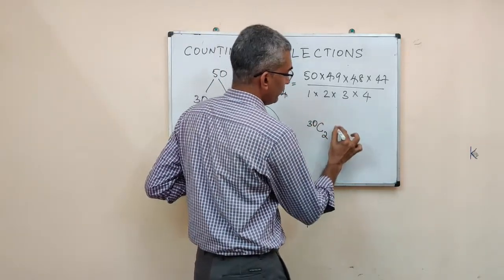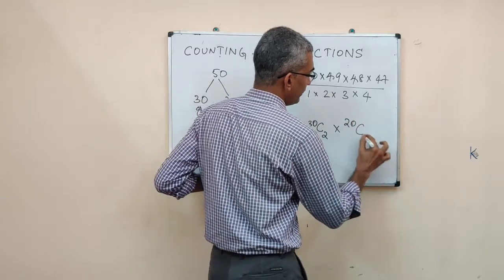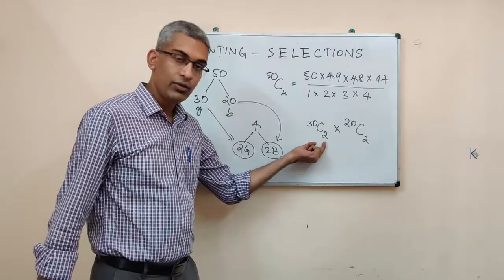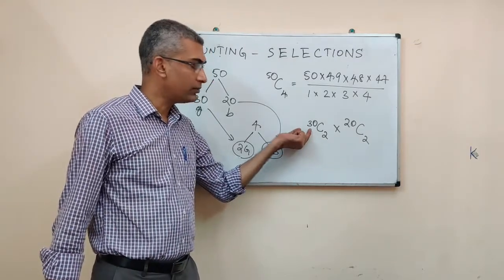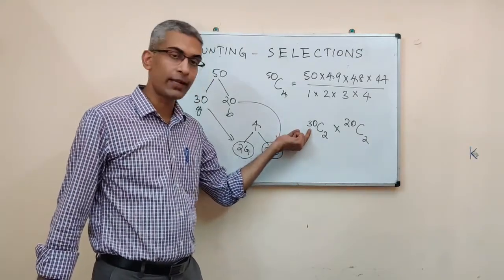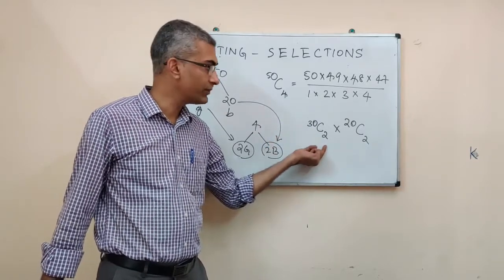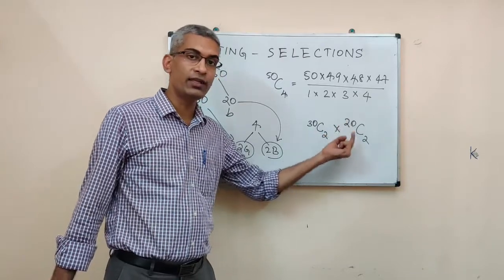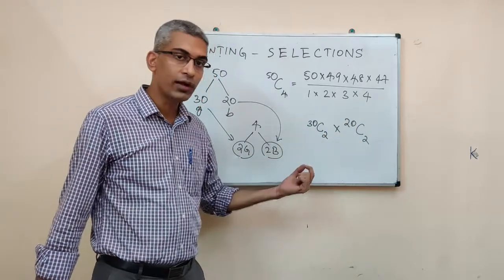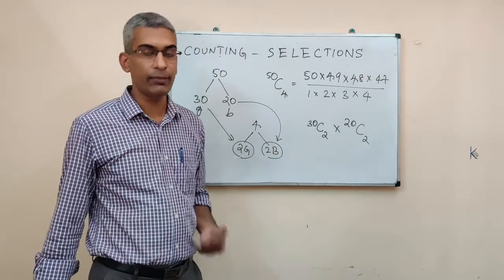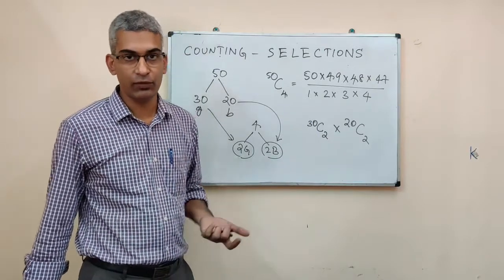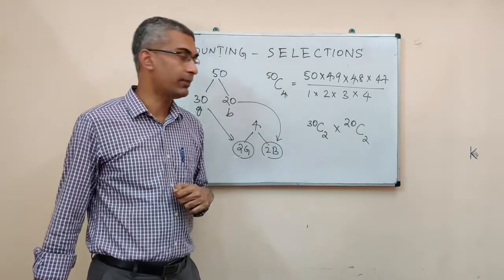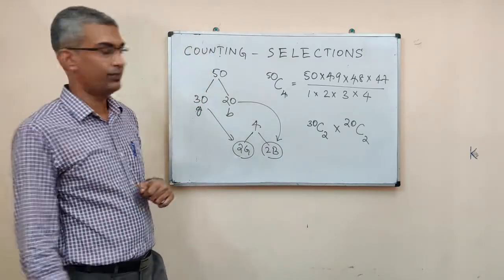30C2 multiplied by 20C2. Why? I need to have these 2 girls coming from the set of 30 girls. So that can be selected in 30C2 ways. I want 2 boys to be coming from 20 boys. That can be done in 20C2. I want 2 girls and 2 boys. That means we need to apply the multiplication principle of counting. So total number of possibilities will be 30C2 multiplied by 20C2.